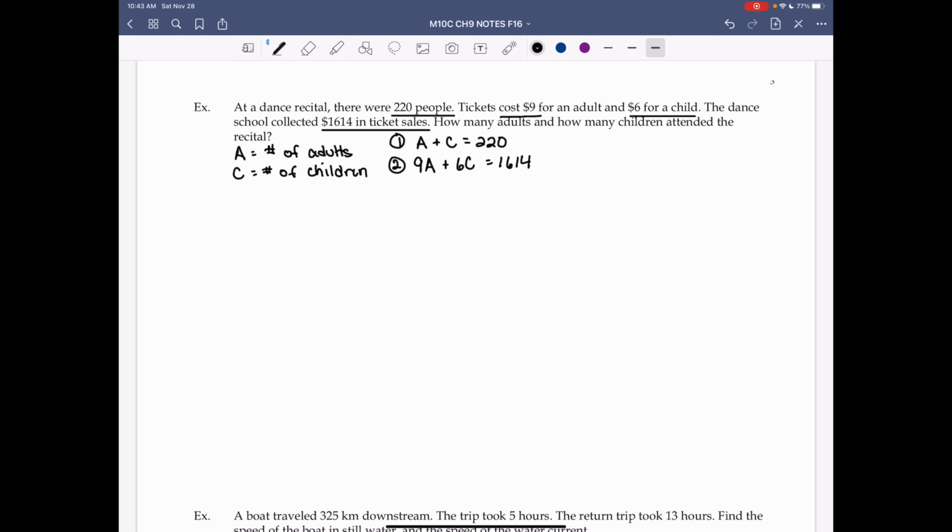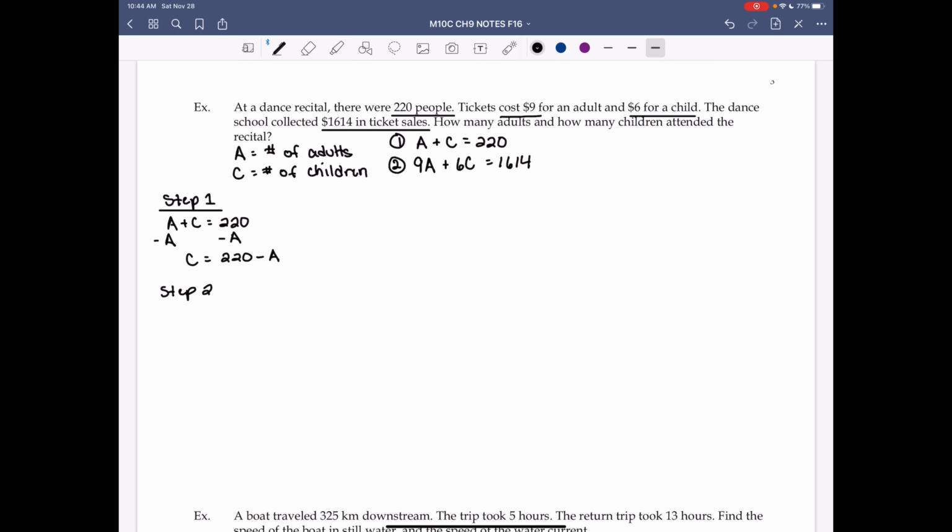Then we can start to solve. Step 1, we want to isolate one variable in one equation. Equation 1 looks easier to deal with. I'm going to isolate C, so I have A plus C equals 220. Subtract A, I get C equals 220 minus A, or negative A plus 220.